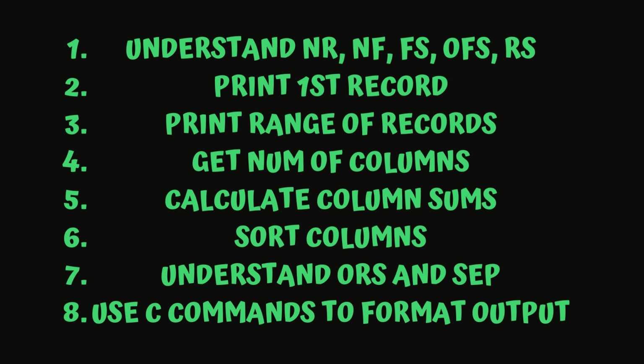The NR is actually number of records. NR, number of records. NF is number of fields. FS is field separator. OFS is output field separator. RS is again the record separator. Okay, you might be thinking, okay, what is a record? What is a field? And what is a separator? This is what is coming again and again, right?